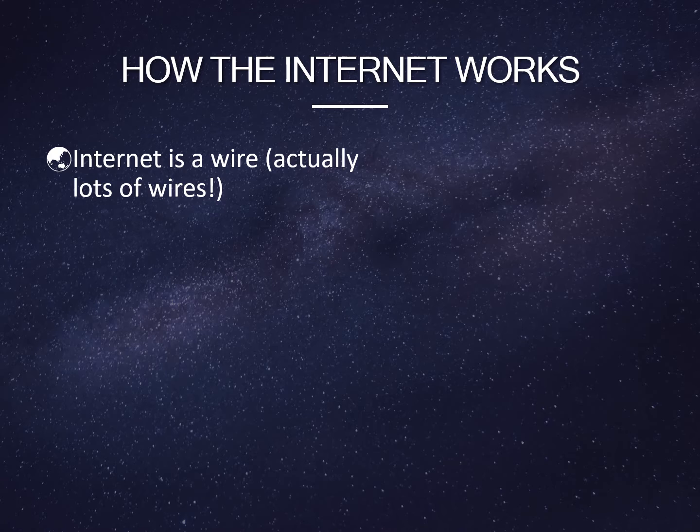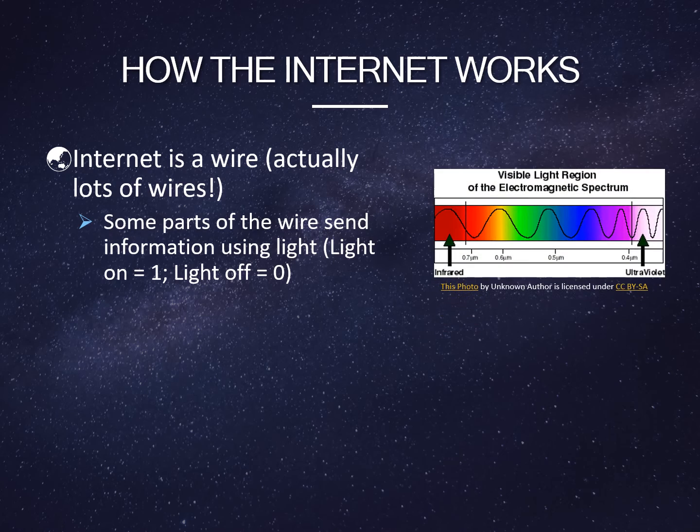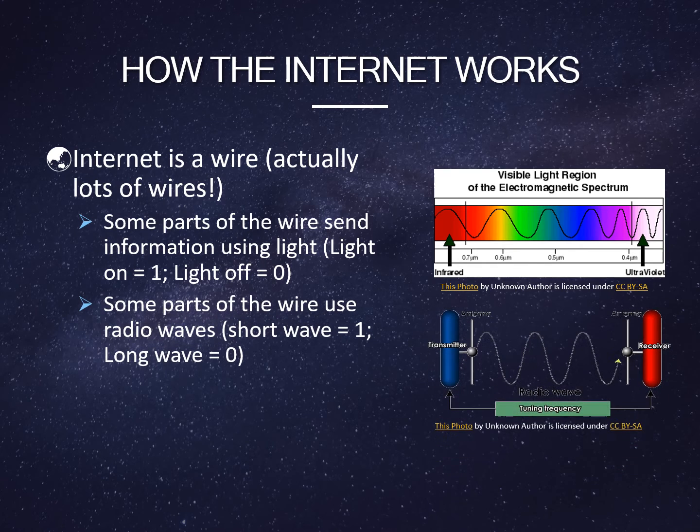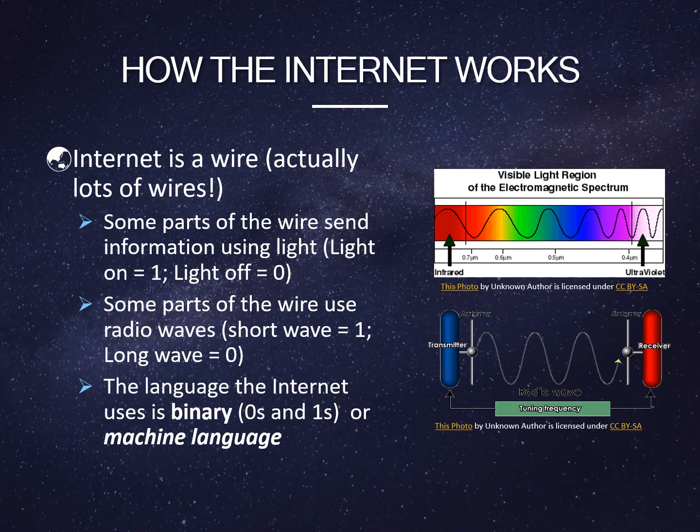Again, the Internet is a wire. Well, actually, it's lots of wires. Some parts of the wire send information using light. Light on would be 1, light off would be 0. Other parts of the wire use radio waves, short wave 1, long wave 0. The language the Internet uses is binary, zeros and ones, or what we call machine language.